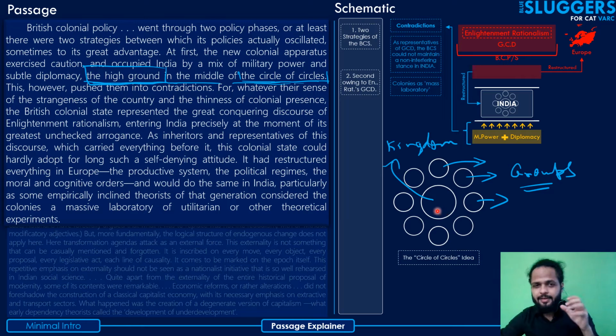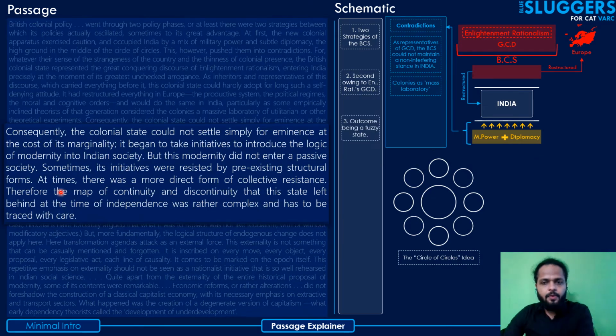They could not keep up with this self-denying attitude because they were representatives of Enlightenment rationalism, which had restructured everything in Europe. This way of not interfering too much, and just going for eminence and being marginalized, did not sit well with them, and hence they started restructuring the whole arena as they had done in Europe. Okay, that's what it means. Let's come to the next part. Coming to the next para.